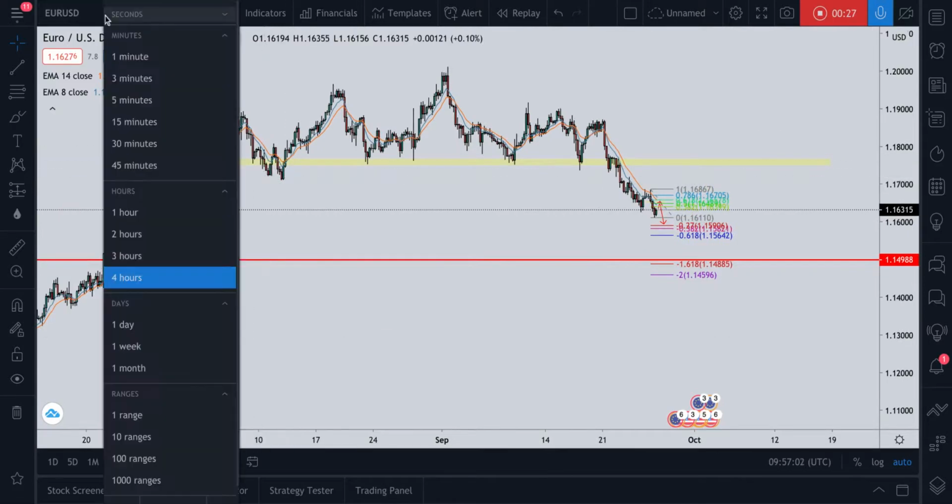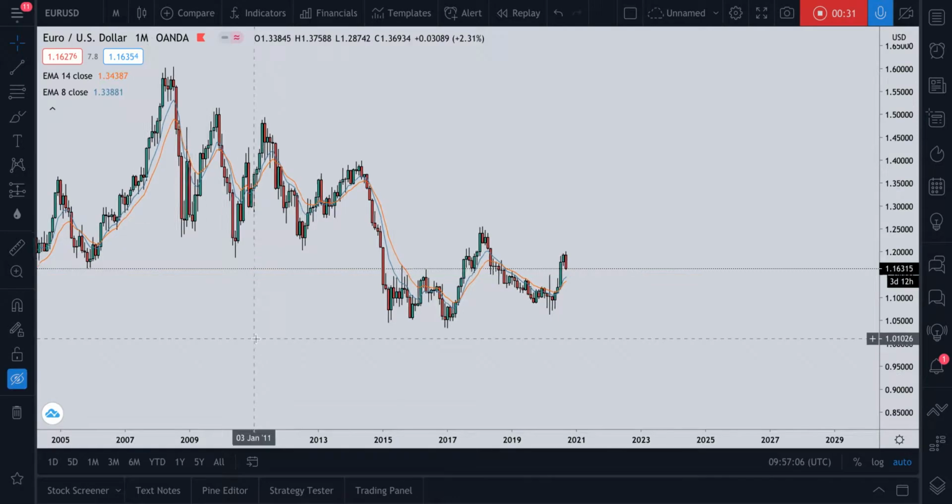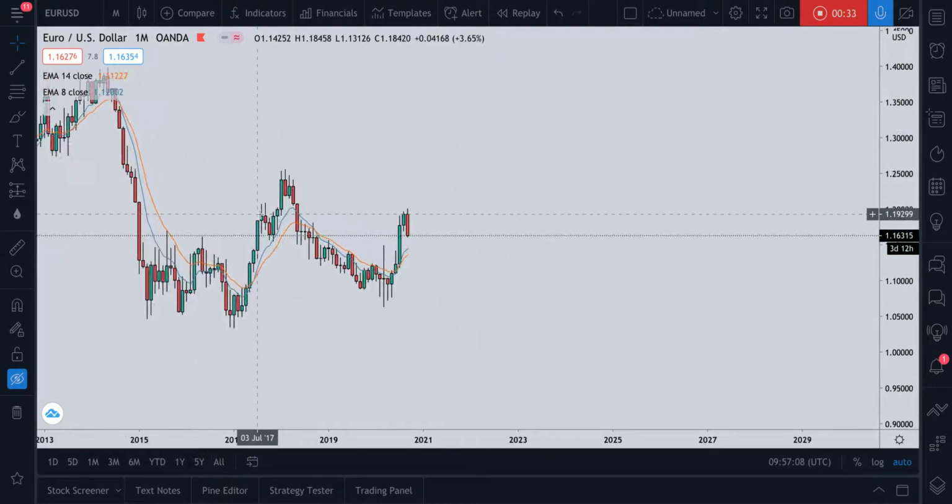So let's look at the monthly so we could have a bias of what's going to happen this week. So we see USD in the monthly time frame was in this continuous move to the downside. Then we had this break of structure here in the monthly. Then we had this huge momentum to the upside, right?